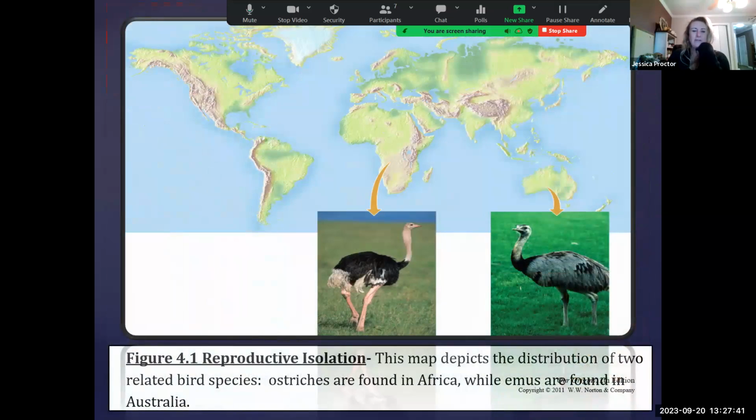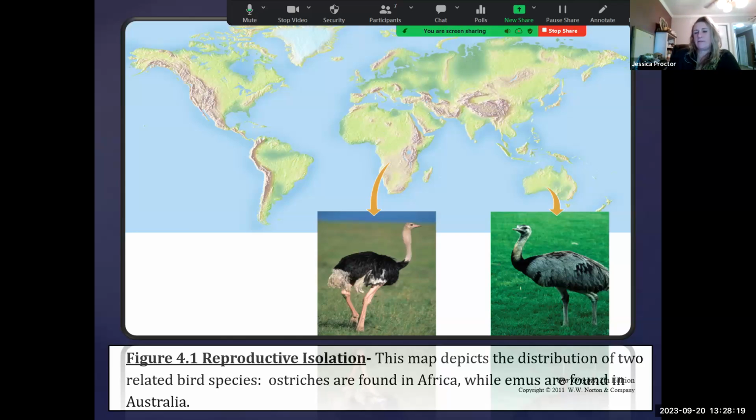We're feeling good? Okay. All right, so this is just an example here of reproductive isolation. This map depicts the distribution of two related bird species. Ostriches are found mainly in Africa, naturally speaking at least, whereas emus are found in Australia, obviously separated by a large amount of ocean. So they do not come into contact unless humans are putting them together. They share a common ancestry, but enough time has passed that they are genetically distinctive species because they are not capable of producing viable, fertile offspring.